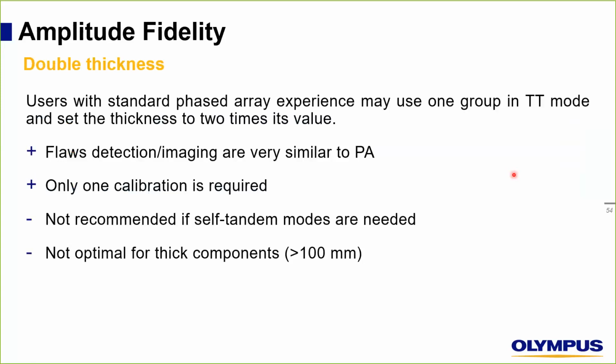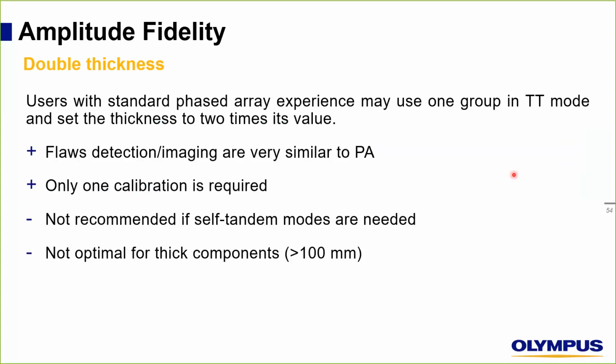Now let's talk about something that is trending actually on social media, double thickness. Some users with phase array experience and background may use one group in TT mode and set the thickness to 2 times its value. So they are creating something similar to phase array inspection. The plus of such a method would be that flaw detection and imaging will be very similar to phase array. Only one calibration is required as well.